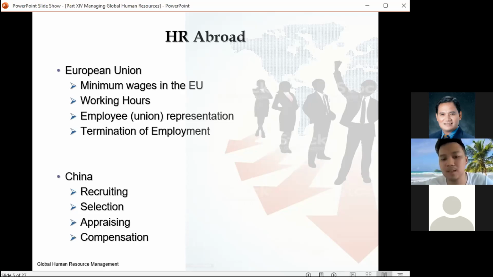So basically, the introduction of a single currency, which is the euro. So right, in Europe they have a single currency, which is the euro. So the euro further blurred these differences. So companies doing business in Europe must adjust their HR policies and practices to the directives of this European Union or the laws of the European Union, as well as to specific employment laws of each country.